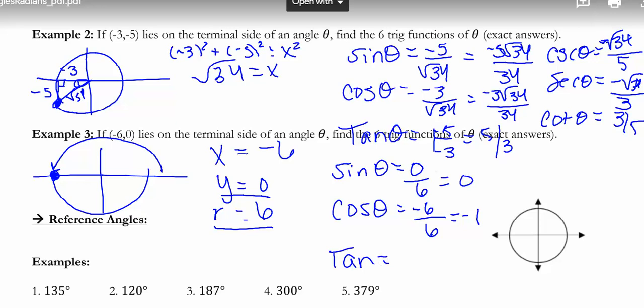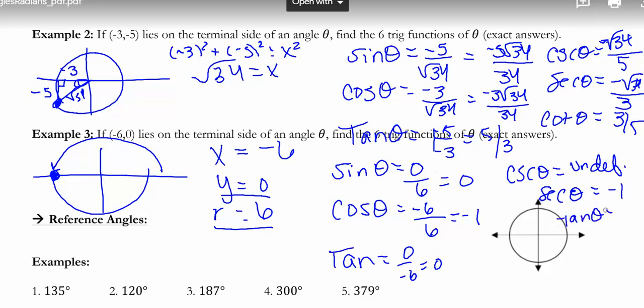Tangent is y over x. Y is 0. X is negative 6. That equals 0. So cosecant, I'm just going to do the reciprocal. 6 over 0. Well, that doesn't work, so that's undefined. Secant is 6 over negative 6. That's negative 1 again. And tangent is negative 6 over 0, which again would be undefined.